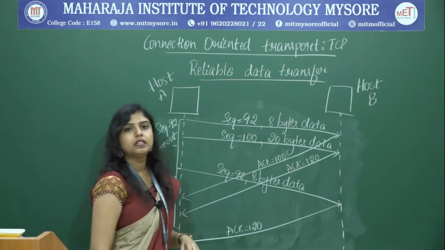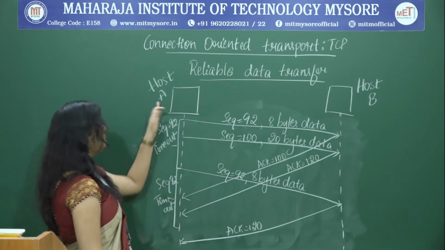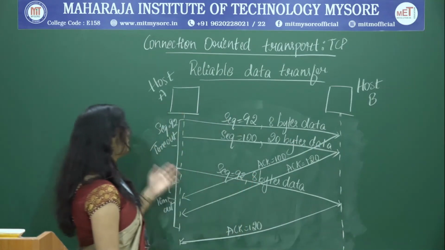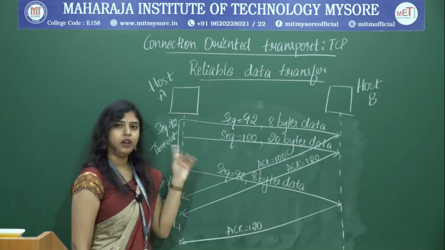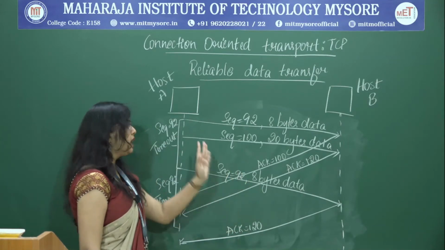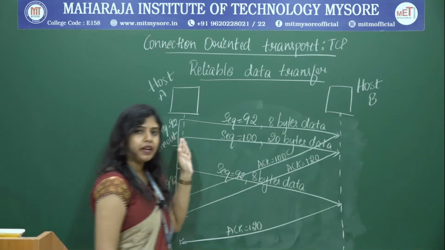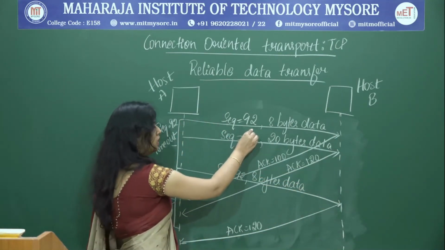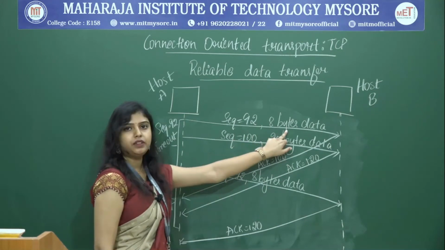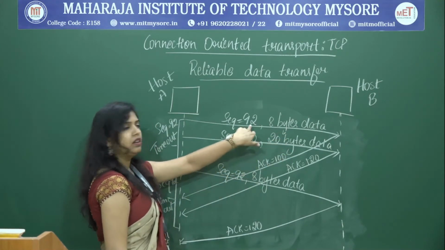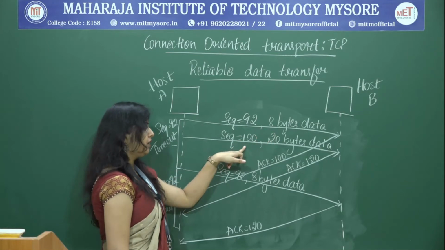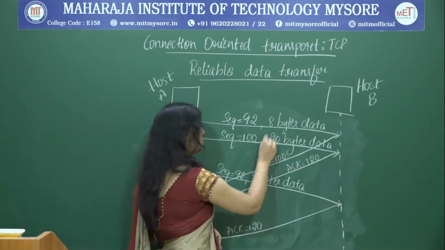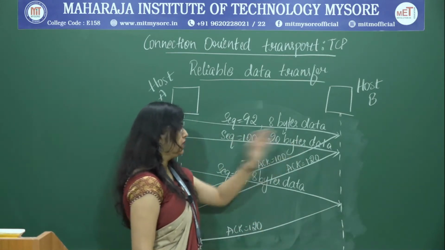Now, this is the second scenario. Here also host A and host B are connected through TCP. Here, instead of sending one packet, it is sending multiple packets. As of now, it is sending 2 packets from host A to host B, the first with sequence number 92 and 8 bytes of data, and the next sequence number is previous sequence number plus data, that is 100. Then 20 bytes of data is being sent.